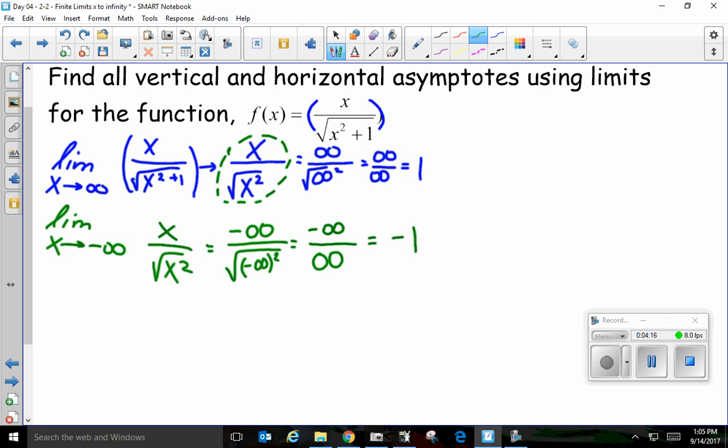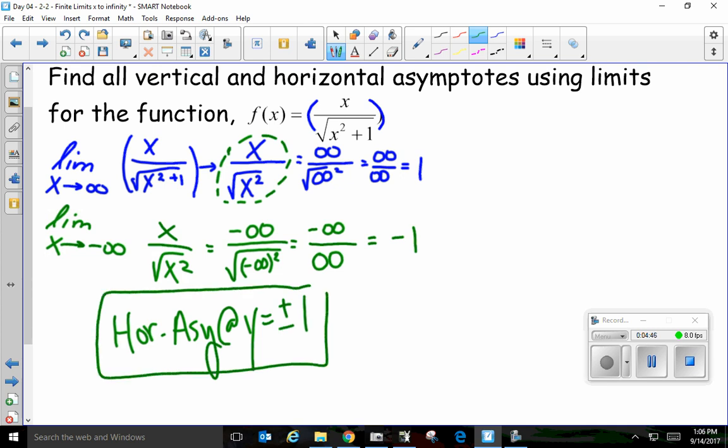So you actually have 2 horizontal asymptotes here, not 1. You have the number 1, but not the quantity 1. Asymptotes at the number 1 and the number -1. We have a quantity of 2 horizontal asymptotes. Okay? So, horizontal asymptotes at y equals positive 1 and -1.